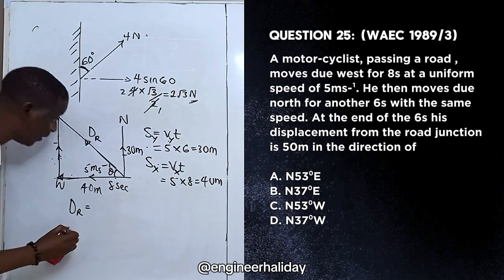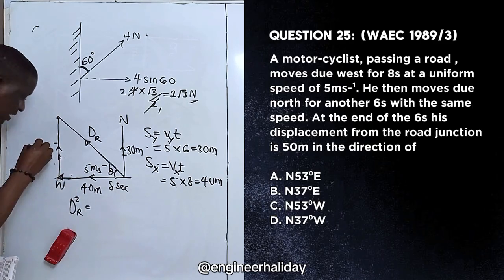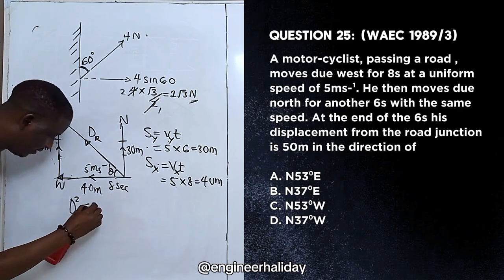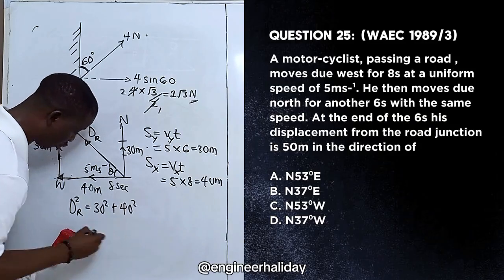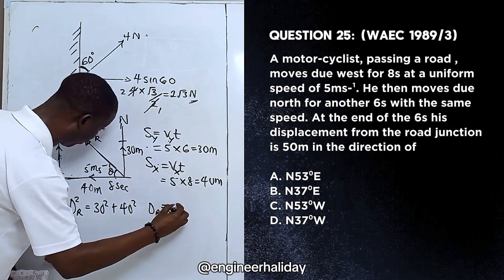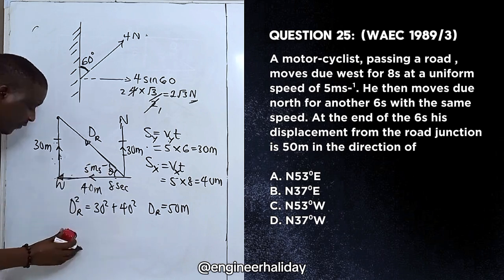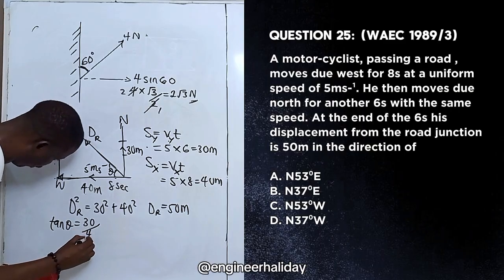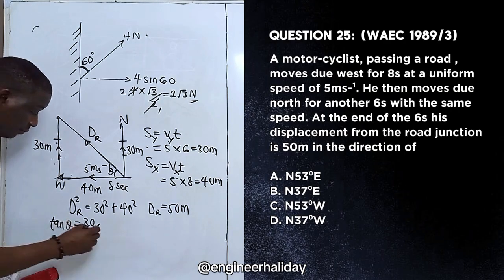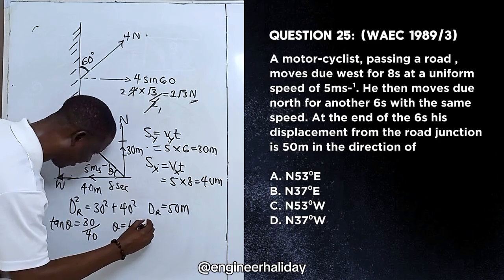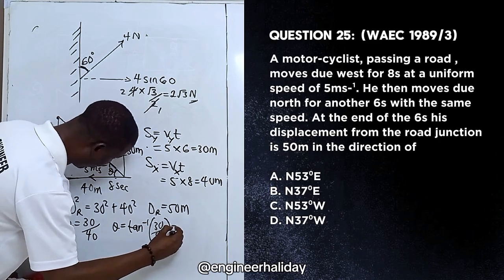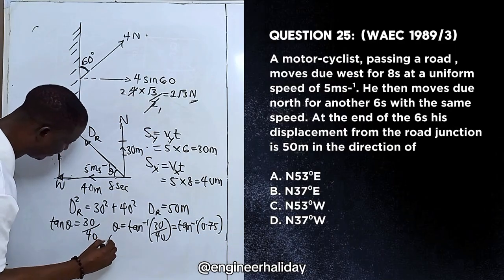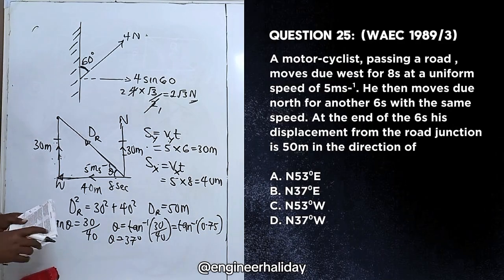So dr squared will now be equal to what? This is 30 meters. Here is parallel to this, 40. Then 30 squared plus 40 squared to get the d. And if you solve for the d, which is given to us already, 50 meters. But this is the direction we are looking for. So what is the direction? Tan theta equals 30 over 40. So theta equals tan inverse of 30 over 40, tan inverse of 0.75. So approximately theta will be equal to 37 degrees. So press your calculator.